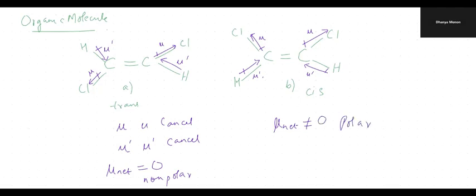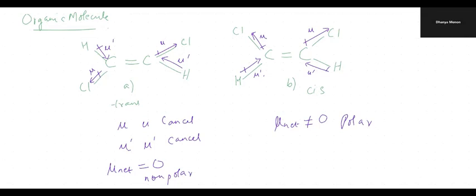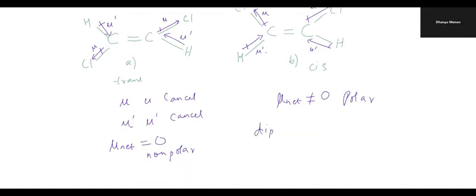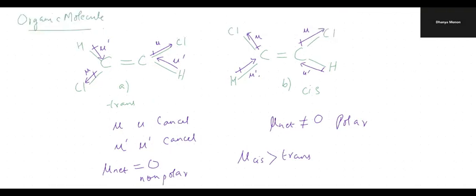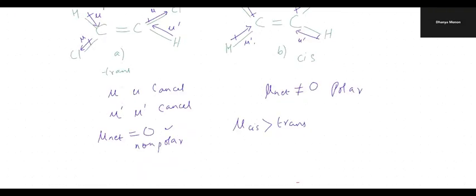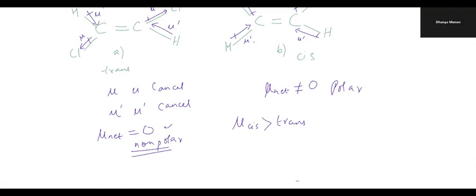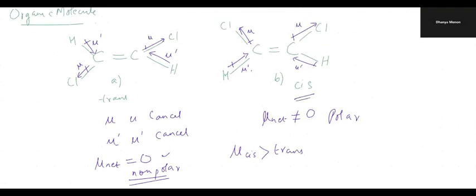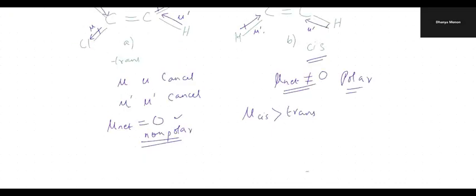Okay. So usually the dipole moment of cis is greater than trans. Usually. Okay, not always. We have exceptions also. So for now, in trans, they cancel each other. That's why there's a net dipole moment of 0. There's no dipole moment, and the molecule is non-polar. But in case of cis, the net dipole moment is not equal to 0, and hence it is polar. Okay, so cis is greater than trans, the dipole moment.